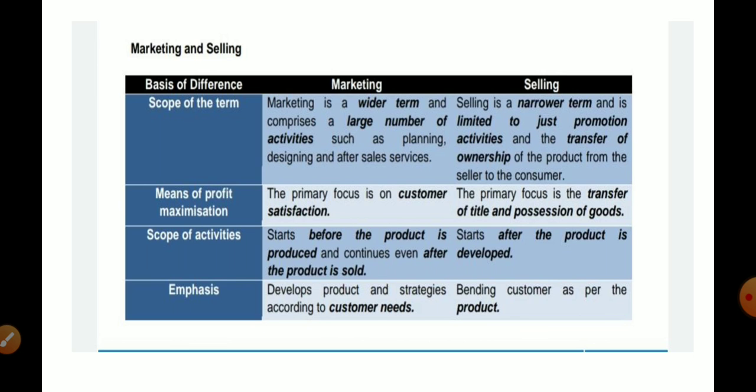Marketing emphasizes customer needs. It is totally focused on the customer: what they need, what they want, and what features they need in their products and services. But the selling concept is just based on the product. They only focus on developing the product and selling it by aggressive selling strategies.